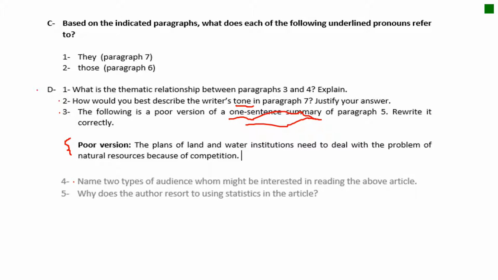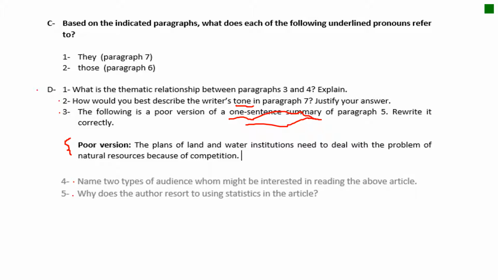But please, when I say a type of audience, you need to justify your answer. So if you tell me governments are one type of audience who might be interested in reading the above article, you need to justify, because they need to know what kind of policies they need to make about irrigation and cultivation of land, so on and so forth.